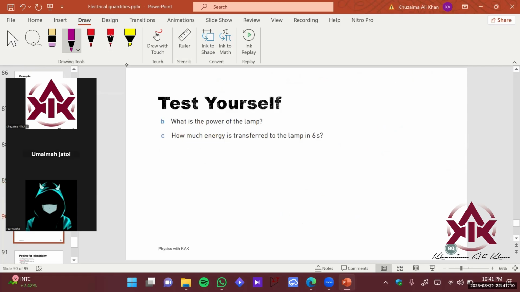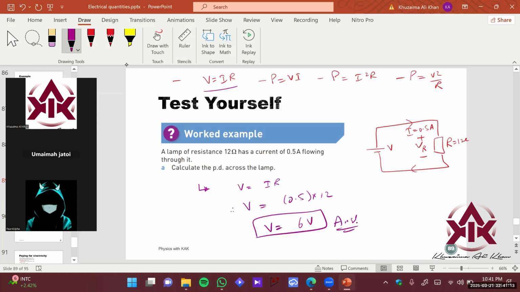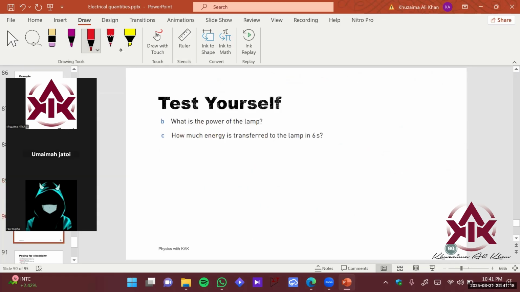Let's do part B. What is the power of the lamp? You can find power using different formulas. What do you have right now? You have a battery and a lamp. You know the resistance of the lamp, R equals 12 ohms. You know the current also, 0.5 amperes flowing through the circuit. And now you also know the potential difference across the lamp, that is 6 volts, VL. So you can find power using all the formulas which we have learned.